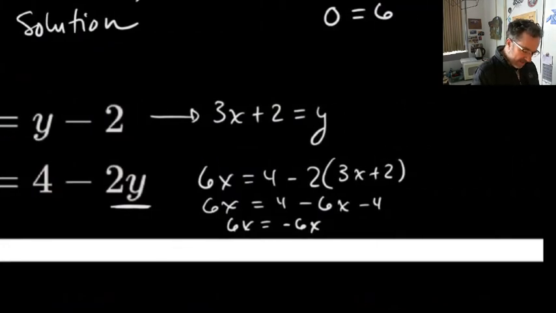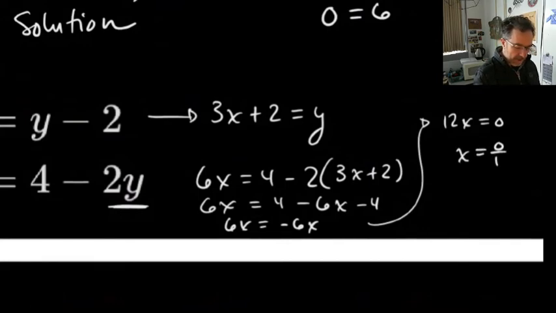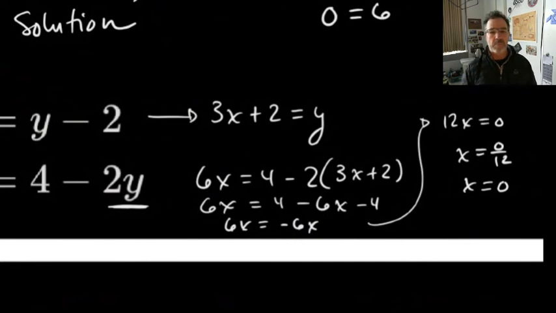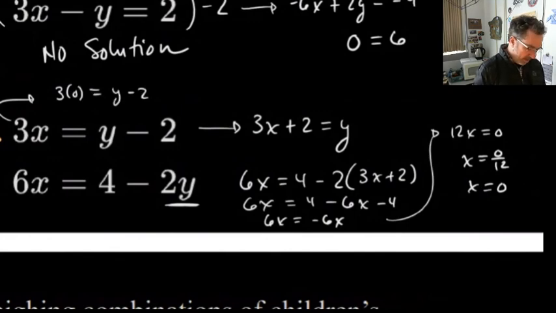Because now if I add 6x to both sides, this equation is going to become 12 times x is 0. Well, okay, therefore x is 0 divided by 12. x is the number 0. If I know that x is 0, then certainly 3 times x is 0, and 0 equals y minus 2. If I add 2 to both sides, 2 is what y is. So this has a solution at 0, 2.